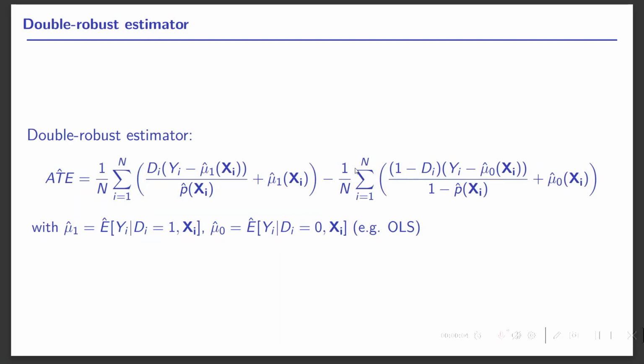Now, the final method is familiar to you from the previous video, the doubly robust method. For the doubly robust estimator, we combine inverse probability weighting and regression adjustment. The nice thing about this estimator is that it gives you a correct estimate of the average treatment effect, as long as you specify at least one of the two, the regression or the propensity score, correctly. So essentially, you get two shots to get the ATE.